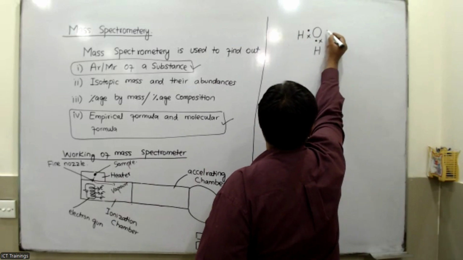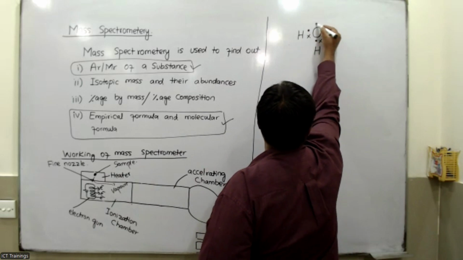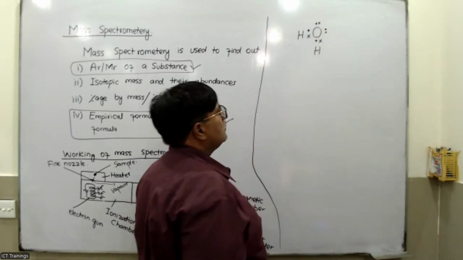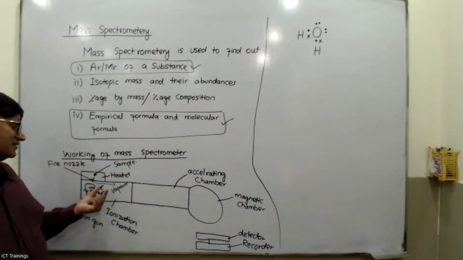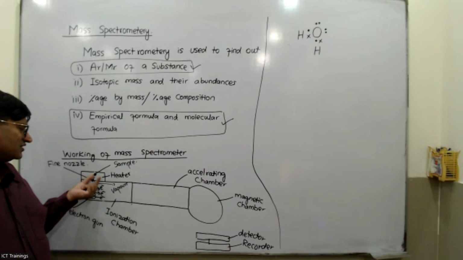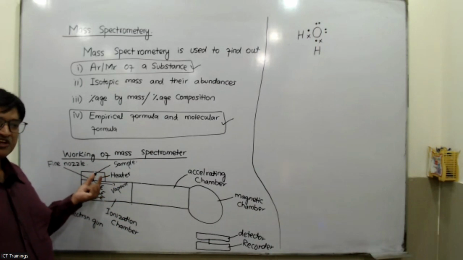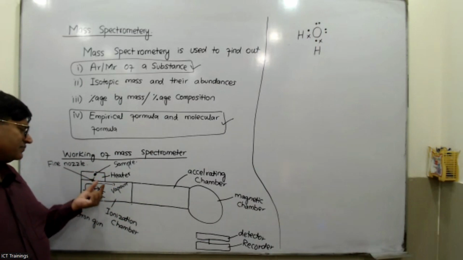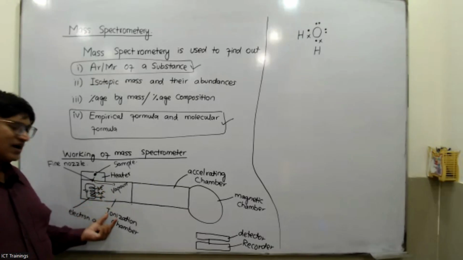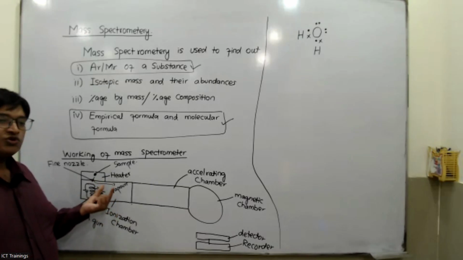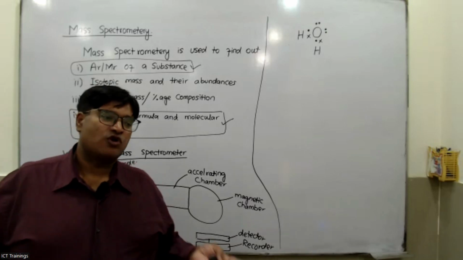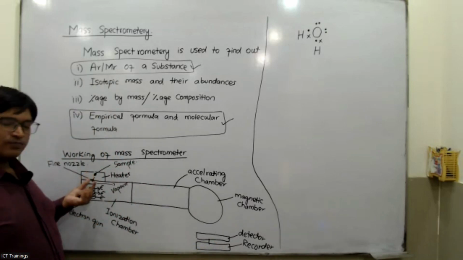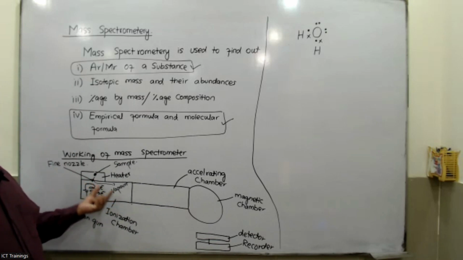Okay. So these are the free electrons of oxygen. So now, when you enter the water into the heater, the heater would change it into vapors. So vapors would enter into the ionization chamber. Not only one water vapor would enter, millions or billions of the water vapors are present in one drop of water. So here millions or billions of water molecules are present.